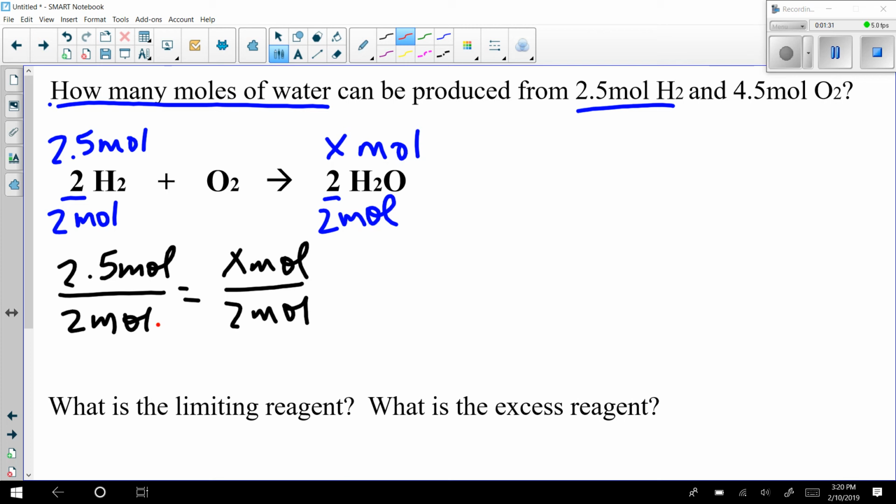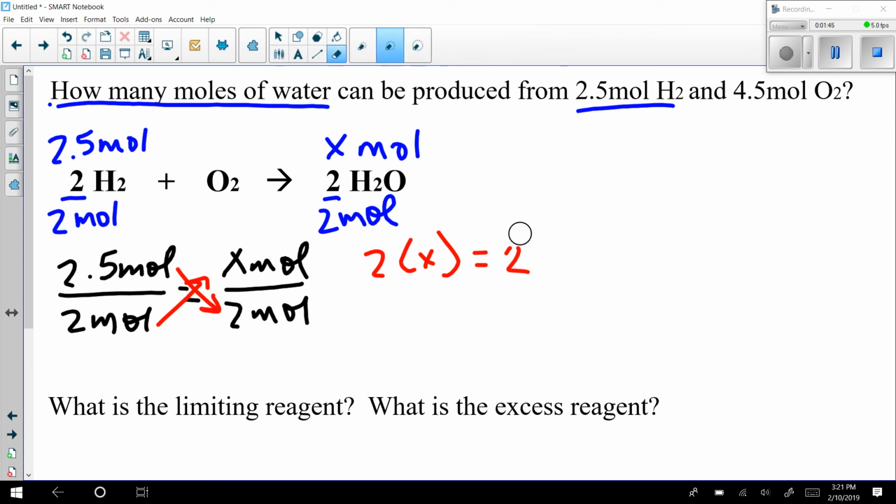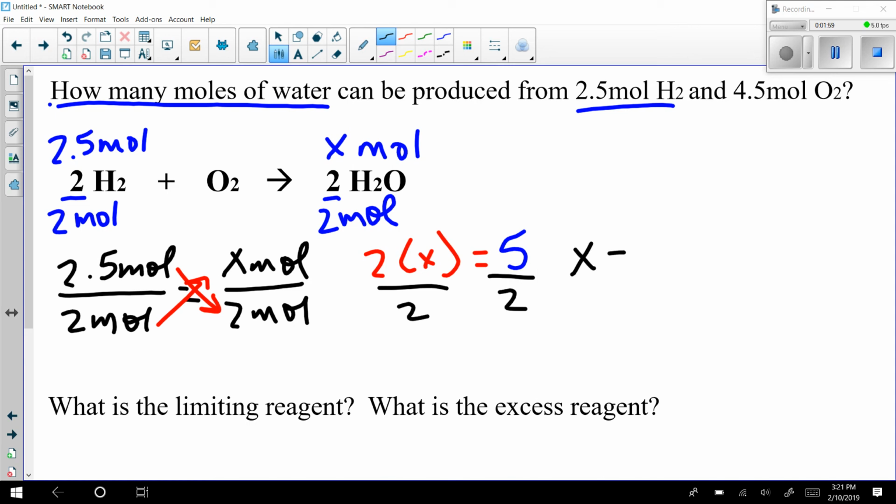Now at this point, I want to cross multiply this way, so I get 2 times X, and that equals, multiplying the other way, 2 times 2.5, which equals 5. That's not a 5. We're going to erase that. That's a 2. We are going to write a 5. There we go. So now, to solve for X, we divide both sides by 2. And 5 divided by 2 comes out to be X equaling 2.5 moles. So when the 2.5 moles of H2 reacts, we get 2.5 moles of water produced.